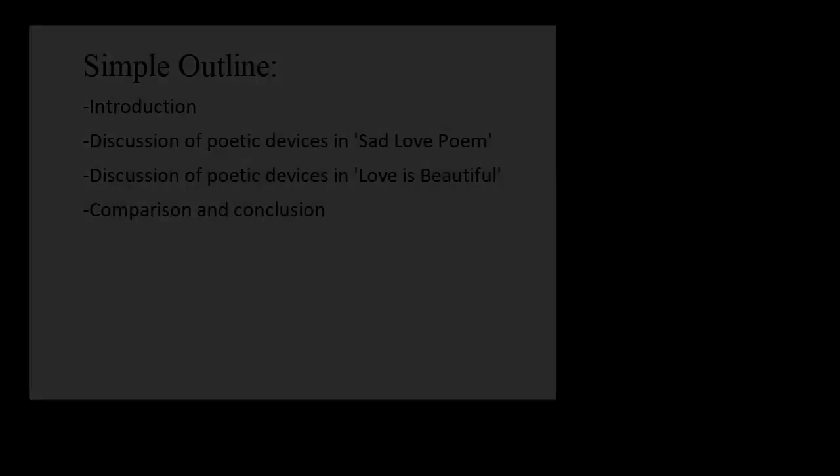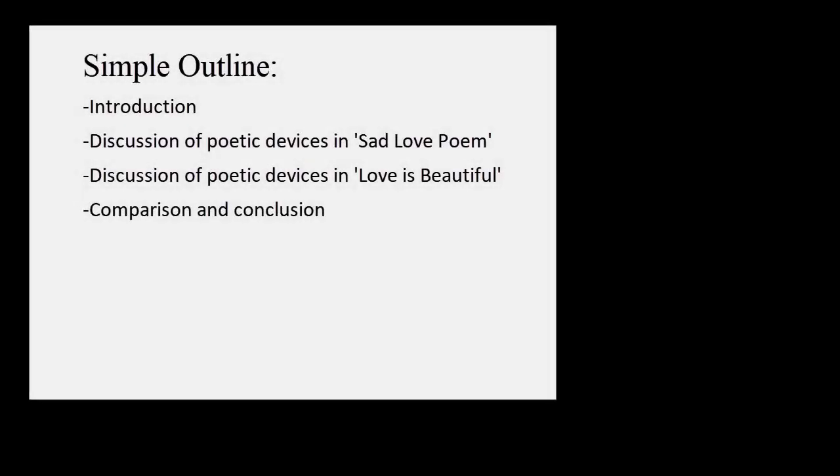How then do we organize the comparison? Simply put, there are two ways of doing it. One way is to discuss the entirety of the one text, then the entirety of the other, and then compare them. The structure then would look like this. Introduction, discussion of poetic devices in Sad Love Poem, discussion of poetic devices in Love is Beautiful, comparison, and conclusion. In many cases, this is the easiest and tidiest way to structure a short comparative essay, but it's probably not the best way to do it.